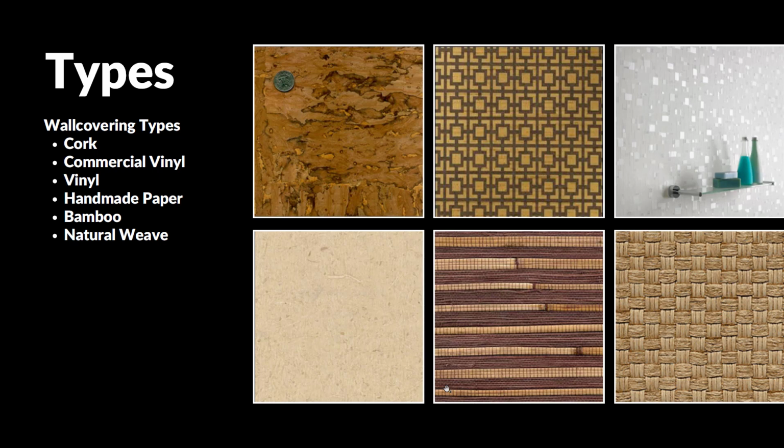We can also have handmade paper, which can be quite pricey but quite beautiful. We can have things like bamboo, natural weaves and grasses, and all kinds of different options that have very dramatic effects on our perception of a space and the final design feel.